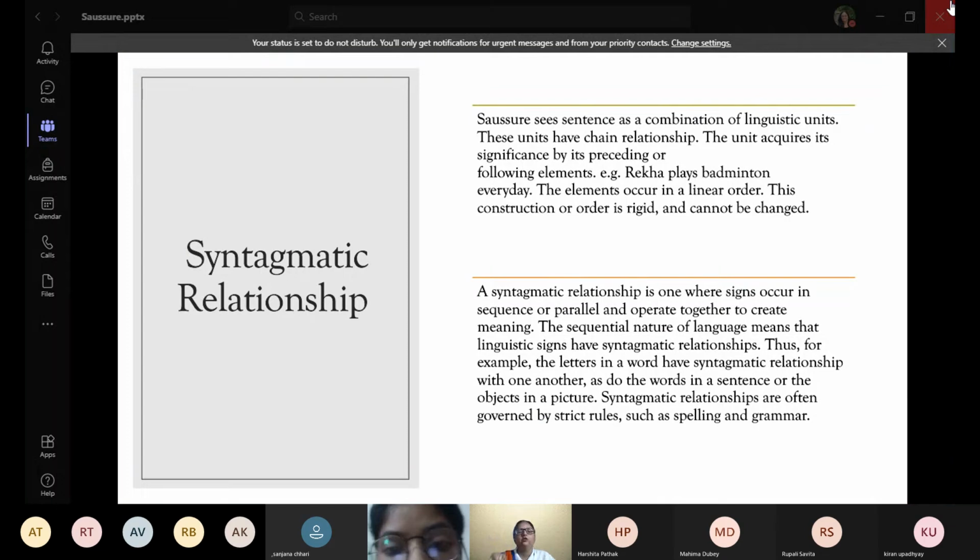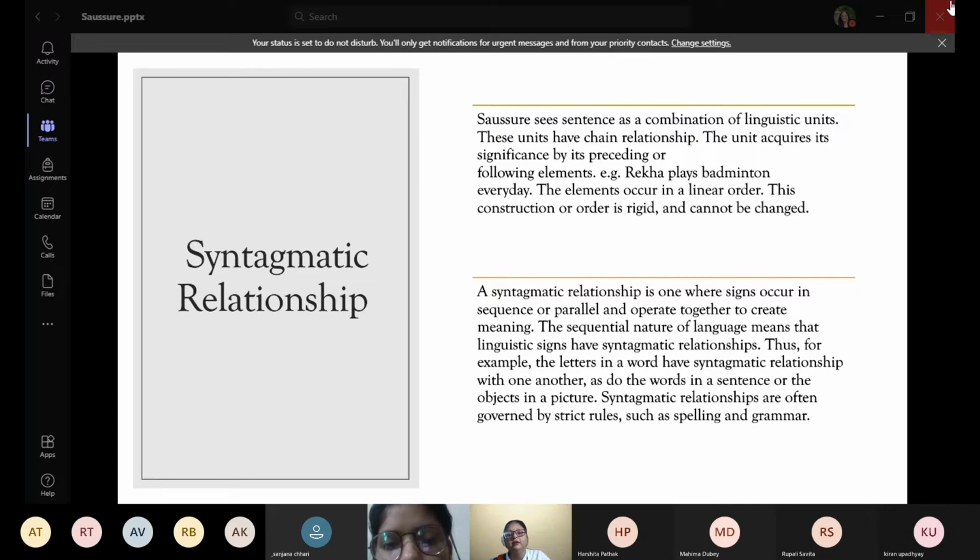So now, syntagmatic relationship. So Saussure, he sees sentence as a combination of linguistic units. Linguistic units means first there will be article, then there is noun, right? Then there is auxiliary, a verb. इस तरह से पूरा sentence बनता है. तो these units, they have chain relationship. The unit acquires its significance by its preceding or following elements. जैसे हम कहें "Rekha plays badminton every day", है ना, ये एक sentence. तो noun, then verb, object, the second noun, then adverb. तो इस तरह से वो arrange होता है.